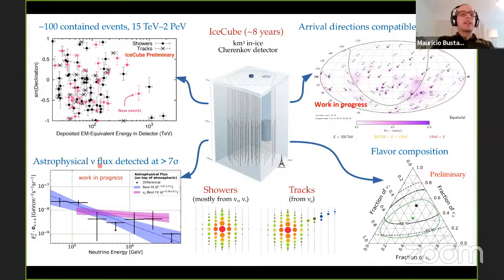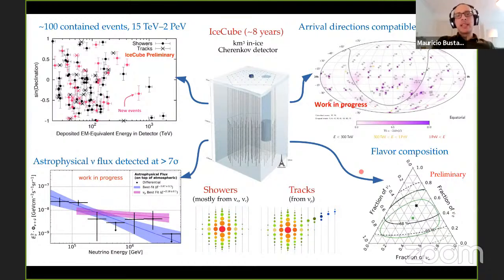It can infer the astrophysical neutrino flux with a high significance. It can track back the position in the sky of the neutrinos that it detects, and it can measure the flavor composition. And it does so using the showers and the tracks that we have been talking about as the basis of all this information inferred. And I'll say more about this.